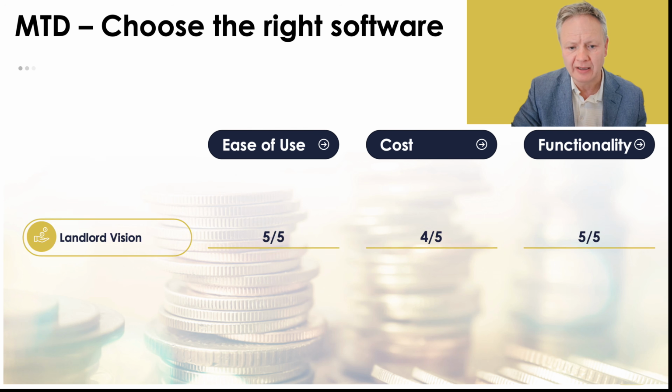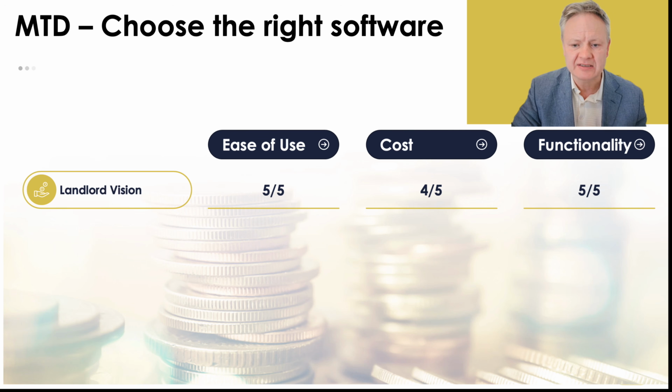Choosing the right software. I've looked at 3 areas: ease of use, cost, and functionality. And this is really based on what you, the audience, have been saying about each and respective pieces of software. And I've chosen the best, to be fair. So Landlord Vision, ease of use, 5 out of 5. Cost 4 out of 5. It's quite reasonable on price. Some people might say it's a little bit more for entry level.